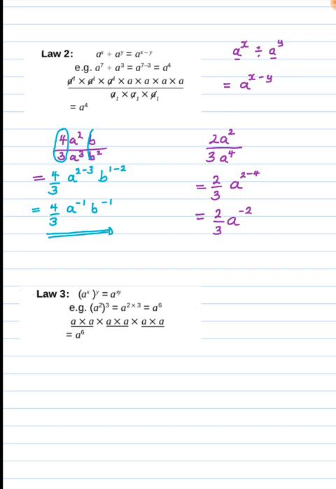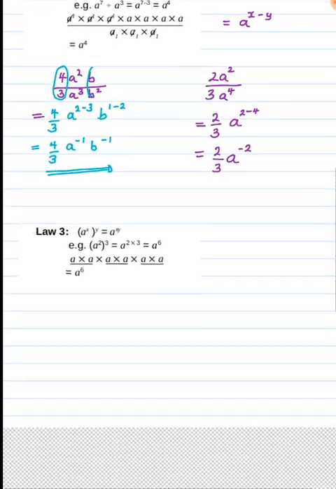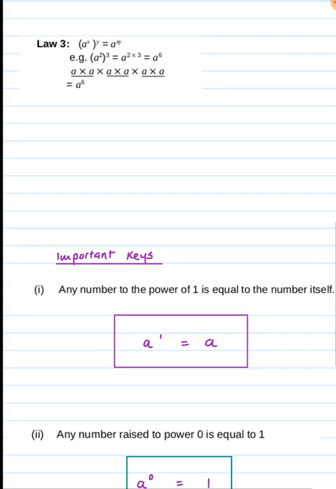Then let's go to law number 3. Law number 3 suggests that a to the power of x, bracketed, to the power of y is equal to a to the power of xy. So whenever we find brackets, just know they represent what?